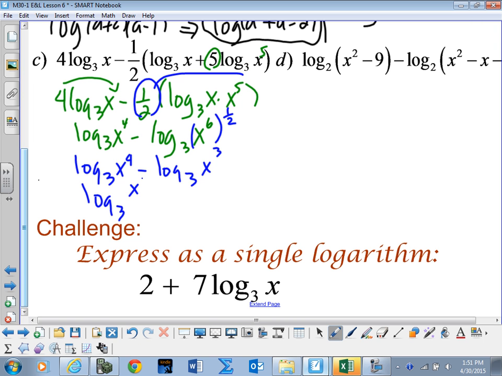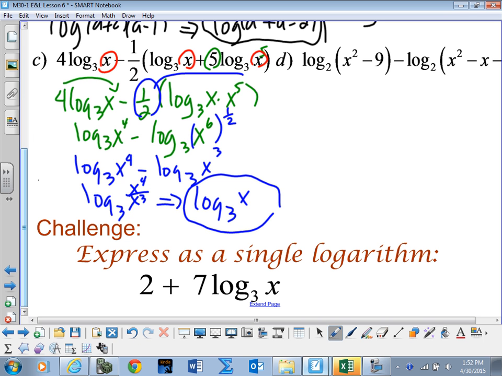X to the 4 over x to the 3. And that equals log base 3 of x. Single log. Was there any restrictions in this example? Let's go look at the original. So we had x, we had x, we had x. So only restriction here is that x is greater than 0. So our domain is greater than 0. Okay, let's go to D here.